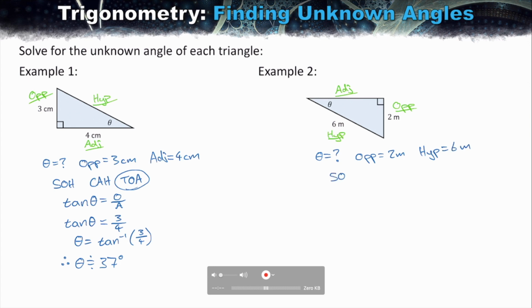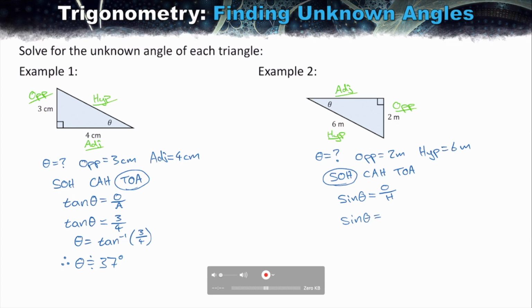Looking at our 3 ratios now, we can see that the sine ratio does have both the opposite and hypotenuse. The other two don't. So we're looking for the sine ratio. Let's make sure we actually write the sine ratio down. Sine theta equals opposite over hypotenuse. And now we substitute into our formula.